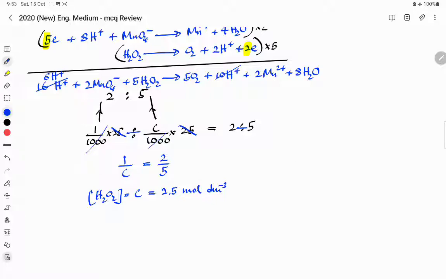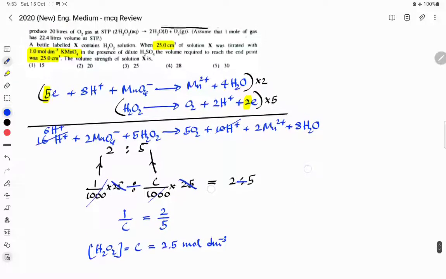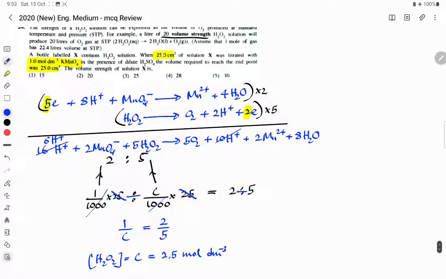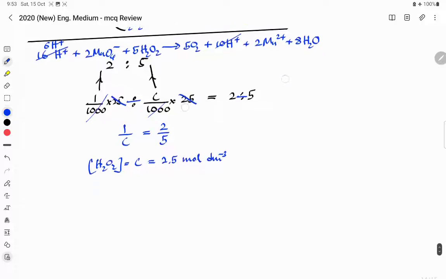Right, therefore we can calculate the amount of H2O2 we get from this solution. So let's calculate the number of moles of H2O2 in this 25.